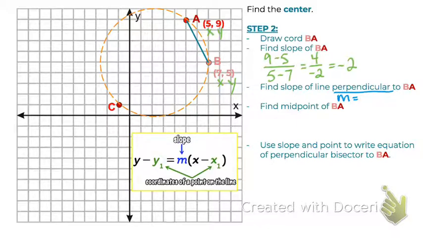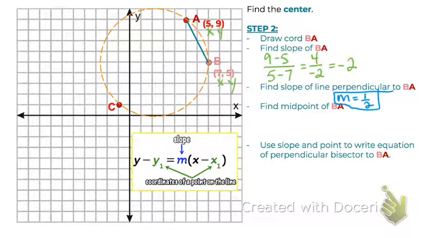2 is the same as 2 over 1. I'm going to change it to a fraction so I can imagine flipping that fraction. So instead of 2 over 1, it's 1 over 2. So the slope of this perpendicular bisector is going to be 1/2.